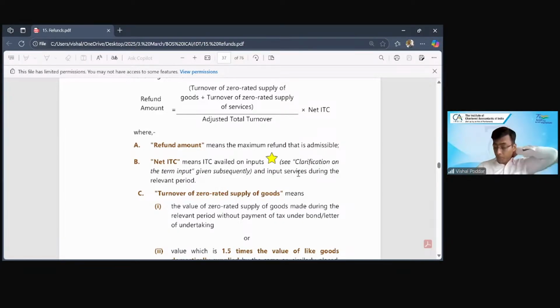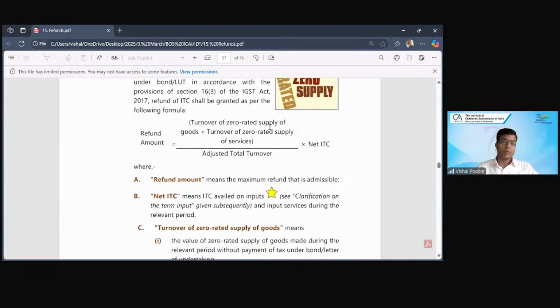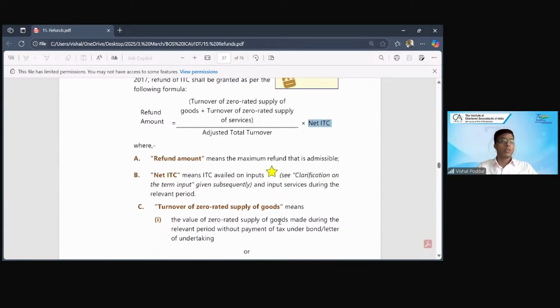Now what is interesting and important to be noted here is we get ITC on three things: inputs, input services, capital goods. However, while computing this refund by the formula, the net ITC that you are considering here will only cover ITC on inputs and on input services, not on capital goods. So whatever ITC you have claimed on capital goods, though the capital goods may be used even for making the outward supply of exports, this refund formula does not consider that ITC, so it will not be refundable.